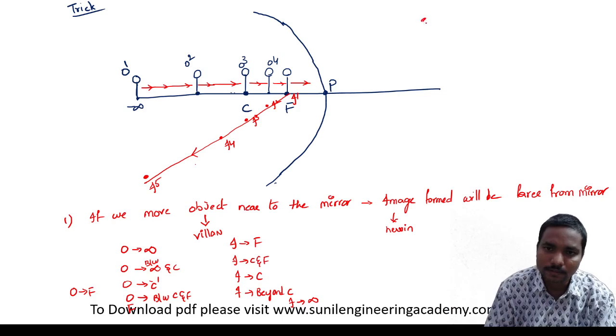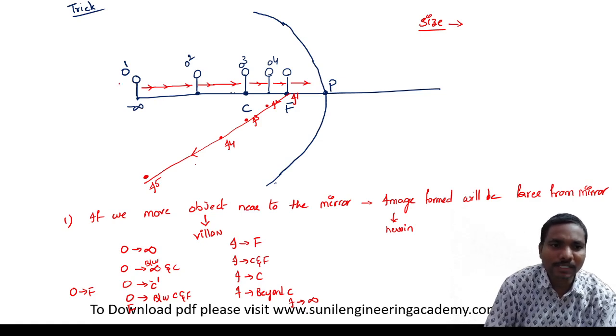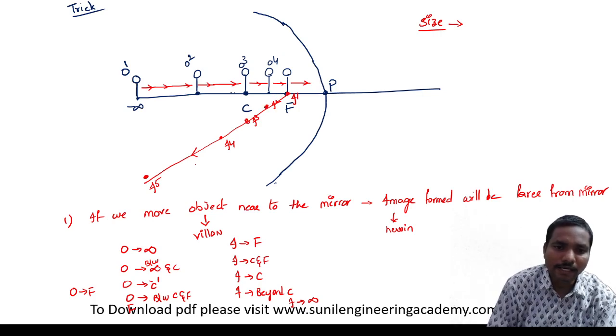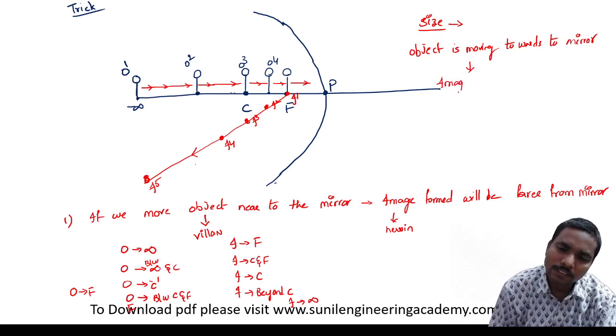And what about the sizes? If the object is very far, the image is at point size, then somewhat increases, and here exact size, here magnified size, here extremely magnified. So that means as the object is moving towards the mirror, the image size increases.